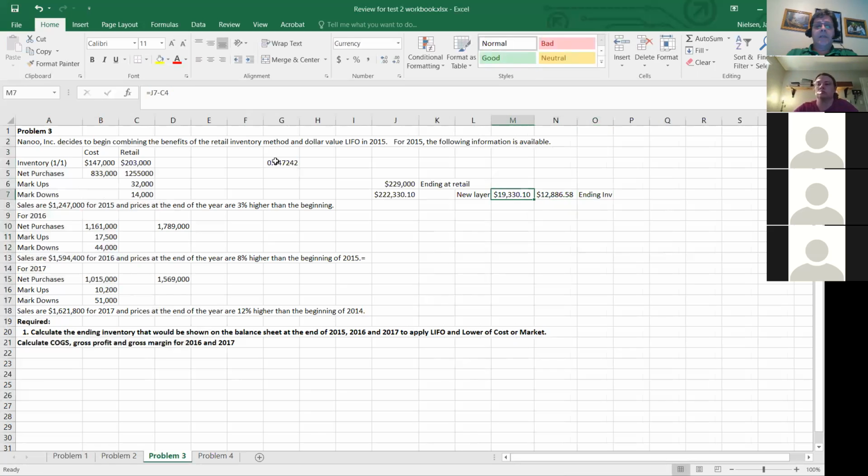So what is our ending inventory? Well, okay, it's going to be the beginning, this number, right? Plus our new layer. $159,887. That's what you'd see on the actual balance sheet. So all of these others were preliminary calculations that you would have utilized.